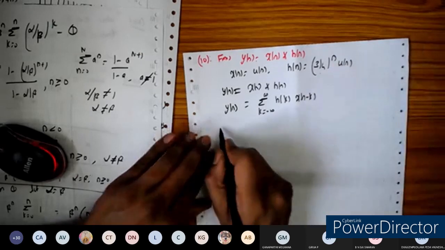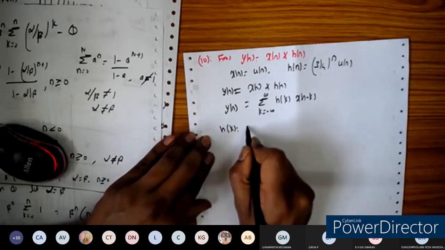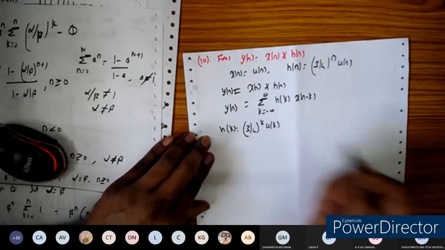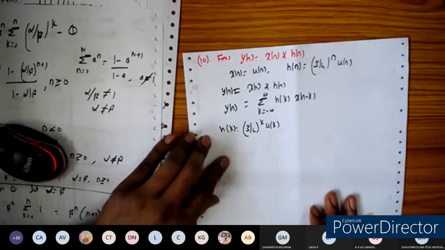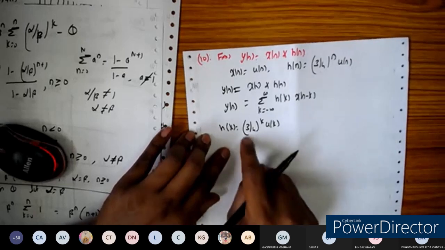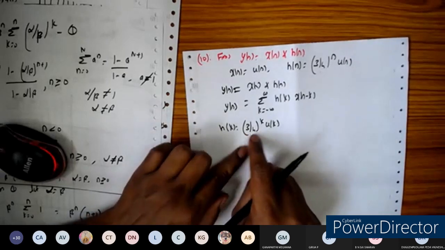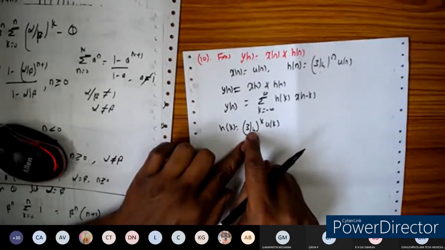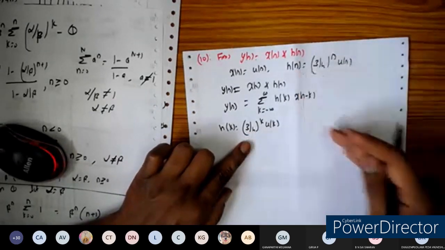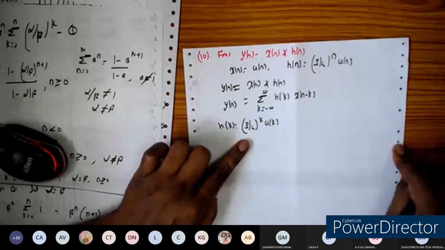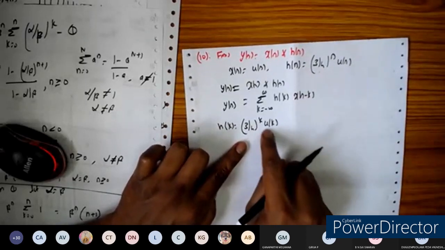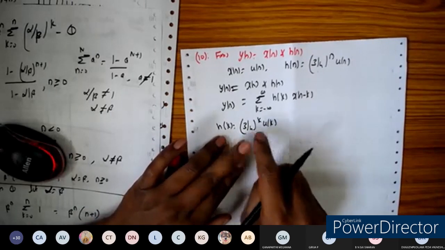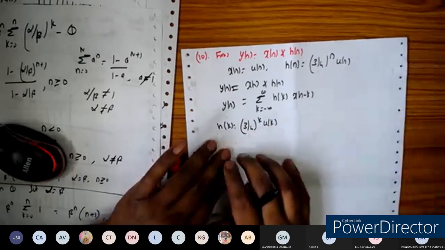So I want h of k, which is 3 by 4 to the power of k into u of k. In order to avoid confusion, I'm not going to draw the waveform for the 3 by 4 factor, because it is a decreasing waveform. I'm going to draw the waveform for u of k for the time being, and use 3 by 4 to the power of k into u of k in the expression.